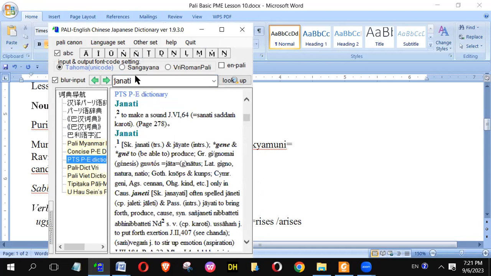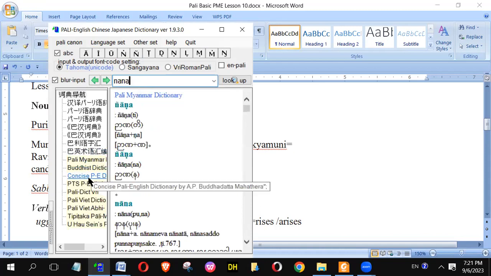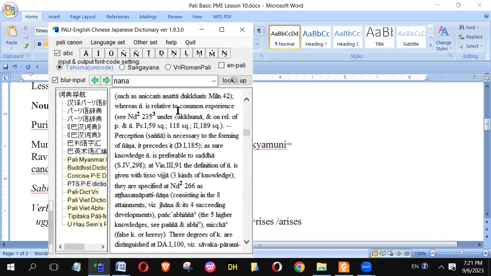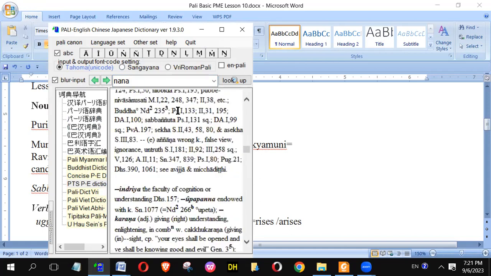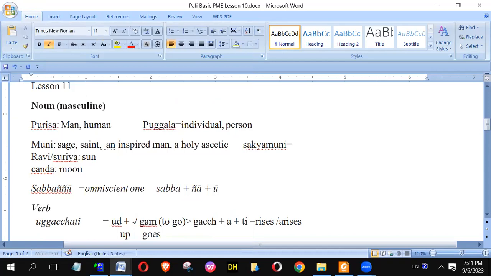Not this one. Okay, try the nyana. I'm looking for the nya. I think they put GNA, JNA, yeah, JNA. So the Sanskrit is JNA. So here nya becomes nya, right? Okay, Sabenyo.